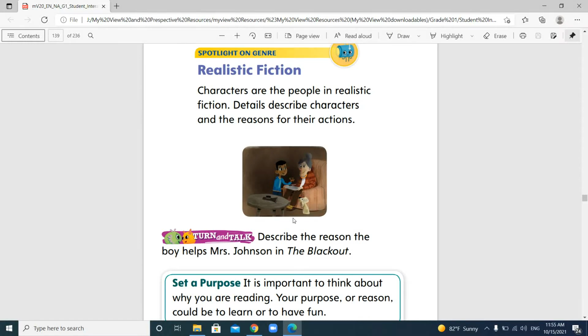Hello, grade 1. Today we'll be revising the genre of the story and revising the story, The Garden Party.